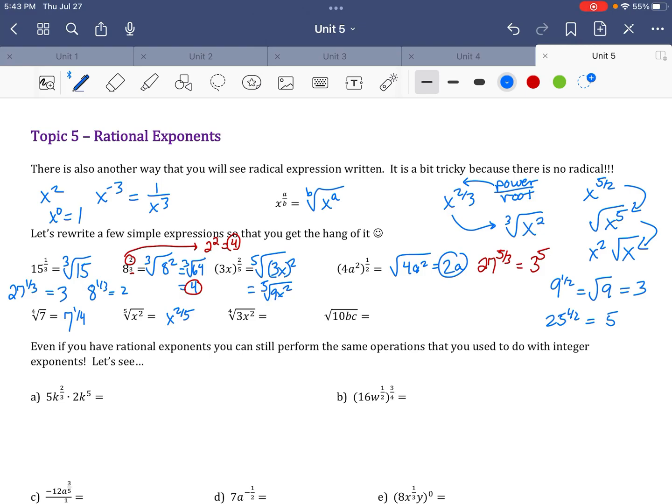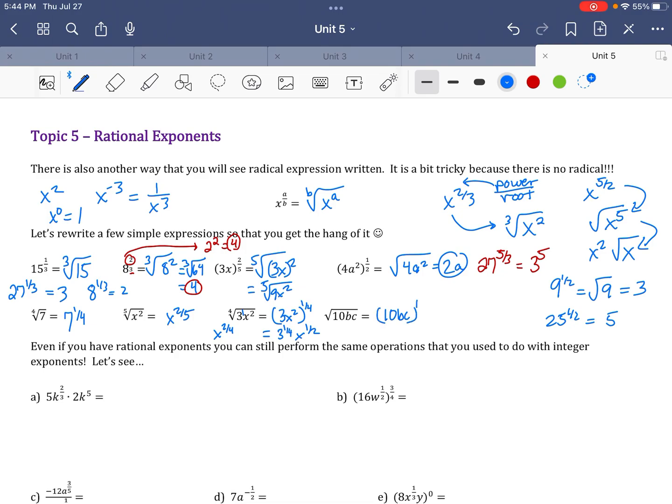All right, this next one, you've got the 4th root of 3x squared. You could write this as 3x squared all to the 1/4, or if you choose, you could separate it into parts. 3 has a power 1, so that's 3 to the 1/4. And then x to the 2/4, but 2/4 reduces to 1/2. Both of these things mean the same thing.